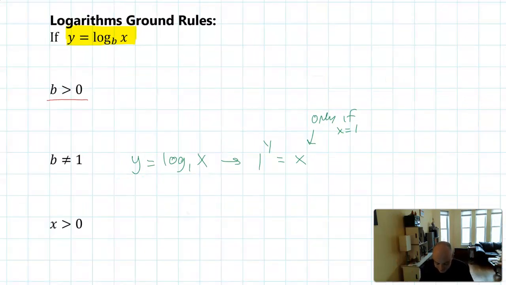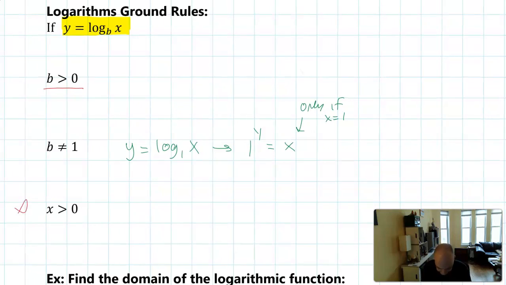And then finally, and this is the most important rule of logs because it lets us think about the graph of logs, which we'll come back to again later, the x, the argument, must be greater than 0. Must be. There is no such thing as taking the log of a negative. It is an irrational statement. So here's why. So let's say I had log base 2 of -4.